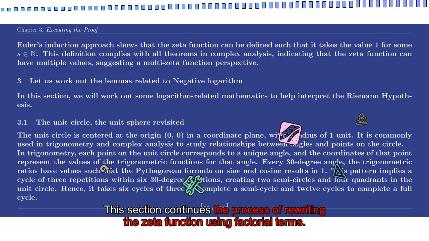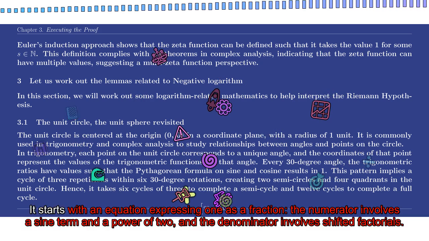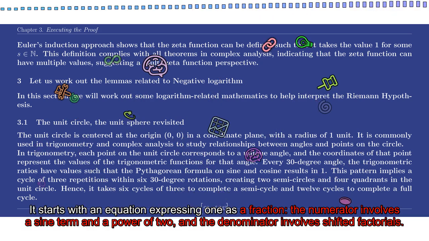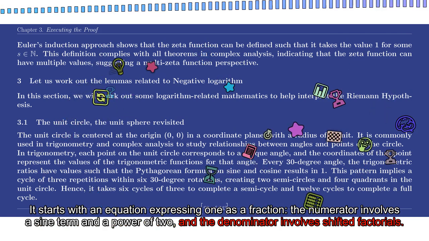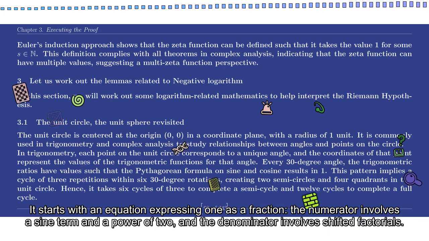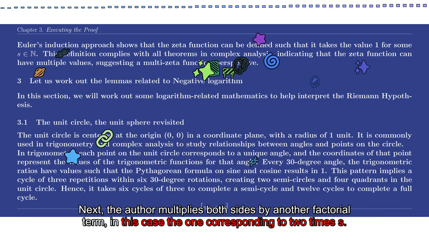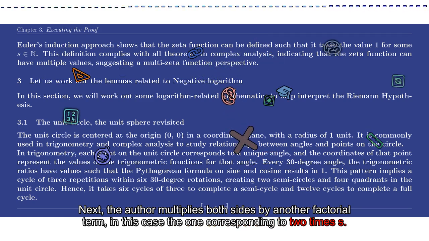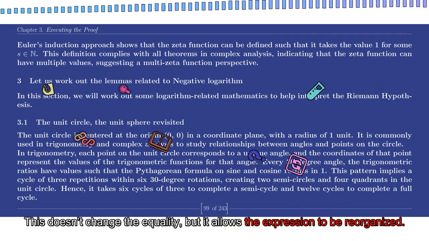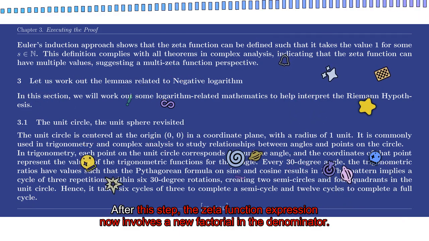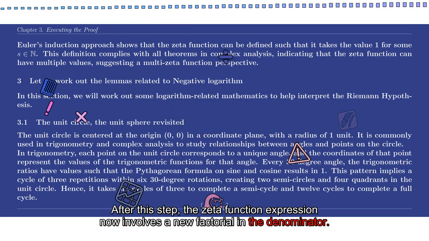This section continues the process of rewriting the zeta function using factorial terms. It starts with an equation expressing 1 as a fraction. The numerator involves a signed term and a power of 2, and the denominator involves shifted factorials. Next, the author multiplies both sides by another factorial term, in this case the one corresponding to 2 times s. This doesn't change the equality, but it allows the expression to be reorganized. After this step, the zeta function expression now involves a new factorial in the denominator.